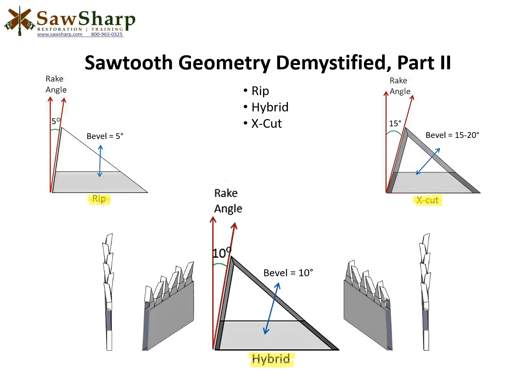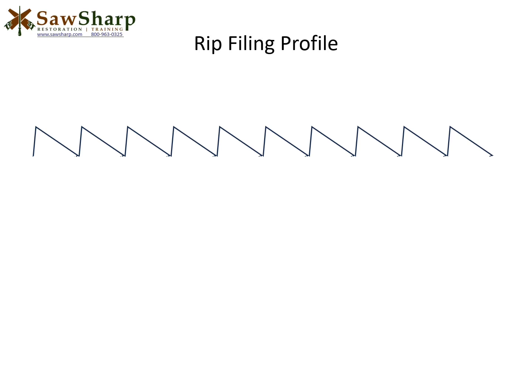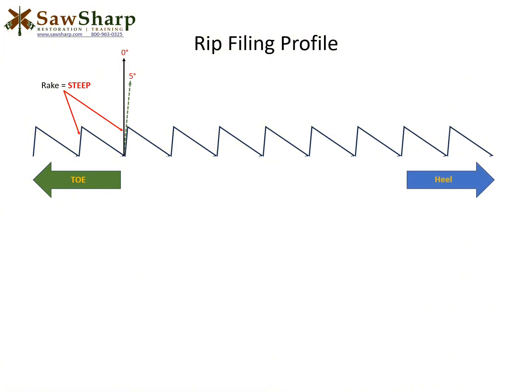Now let's focus on a rip file tooth line at 5 degrees rake. Rake is your most important sharpening angle since it governs the symmetry of your tooth line and the speed of your cut. Remember, the steep side of the tooth for rake always follows the toe end of the plate. The heel end of the plate is located at the right. Note how the sloped side of a given tooth always follows the heel.